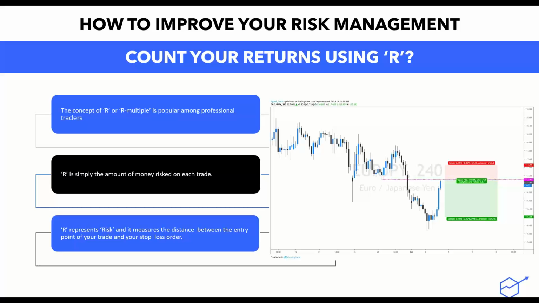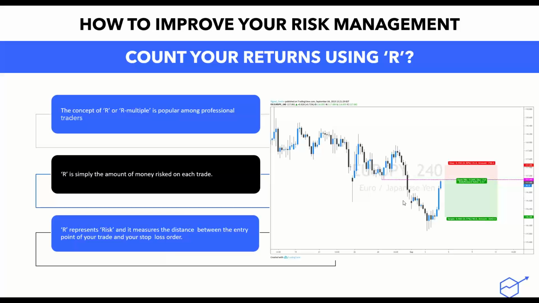So when we publish our performance, or when we talk about how successful trades have been, we always refer to our returns as R, and what that means is essentially risk. R is the amount of money that we risk on each trade. As I said, if we've got a trade idea that we've published with a risk reward ratio of 2 to 1, R is 1, so we're risking 1 and trying to make 2R effectively, and that's how we try and measure it. It's effectively the distance between the entry point of your trade and the stop loss order.